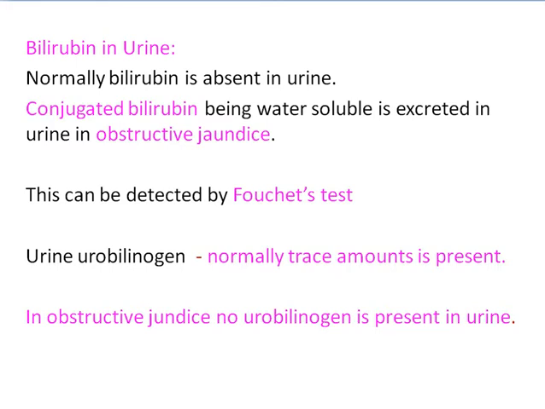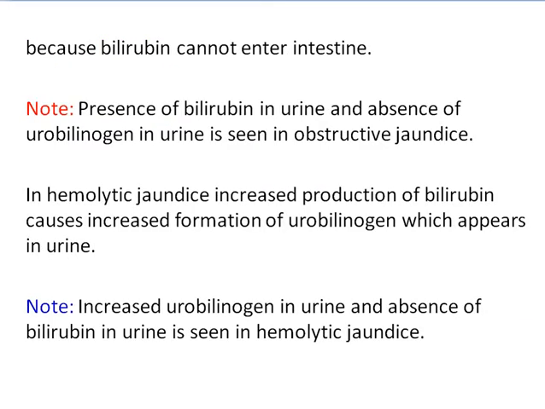Urine urobilinogen is normally present in trace amounts. In obstructive jaundice, no urobilinogen is present in urine, because bilirubin cannot enter into the intestine. Note that the presence of bilirubin in urine and the absence of urobilinogen in urine is seen in obstructive jaundice.